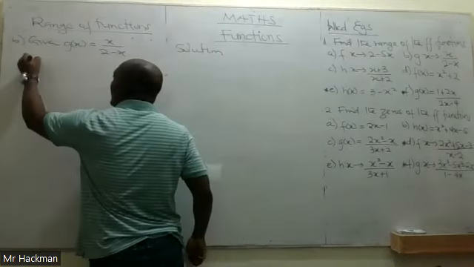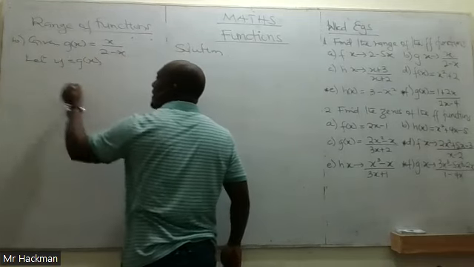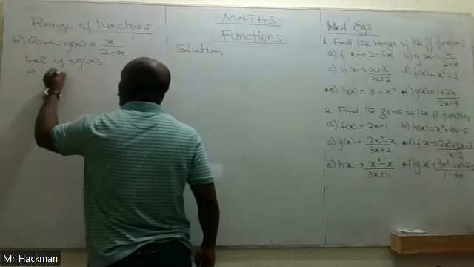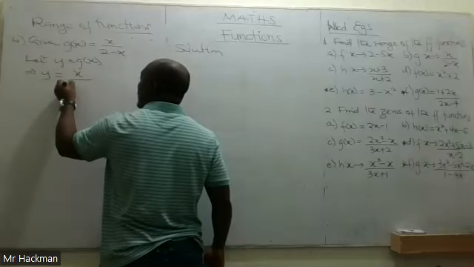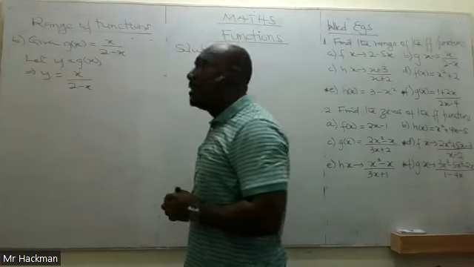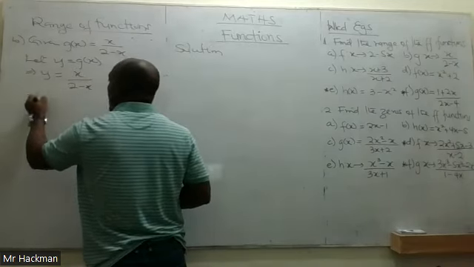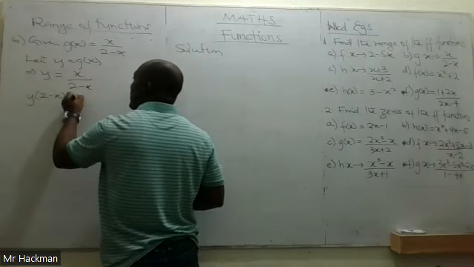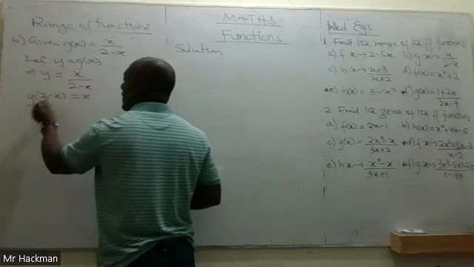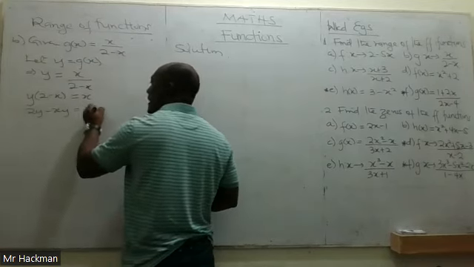So first step, let y be equal to our function, which this time around is g of x. So this implies that y will be equal to x over 2 minus x. The next step is to make x the subject. So in making x the subject, we need to cross multiply. So you get y into 2 minus x is equal to x. We have 2y minus xy is equal to x.